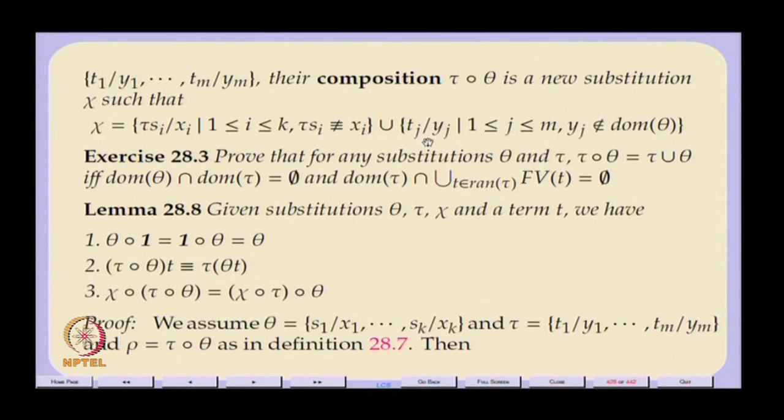So, the union is the composite substitution, and that is the effect of composing tau with theta.